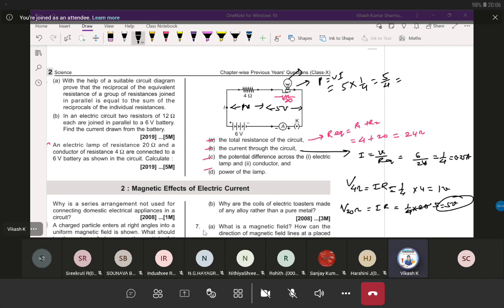Any other formula we can use here? I square into R we can use, no? What is I square? 1 by 4 into 1 by 4, and R equal to 20. How much are you getting? Still you will be getting 1.25. Okay? Got it, everyone? It is asking only about the lamp, so you cannot consider 24, right? Is it clear to everyone?